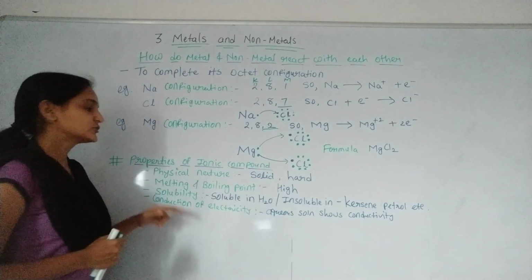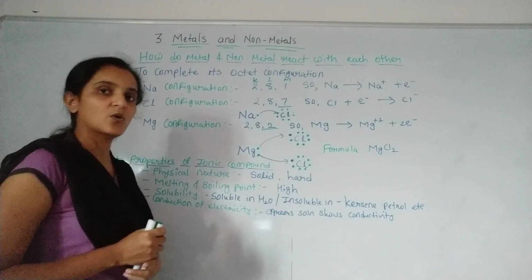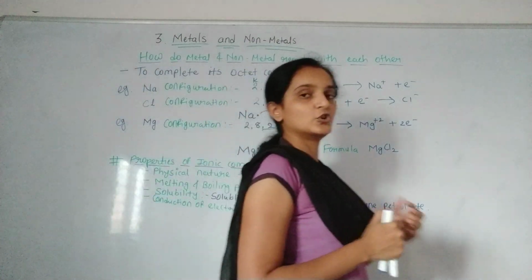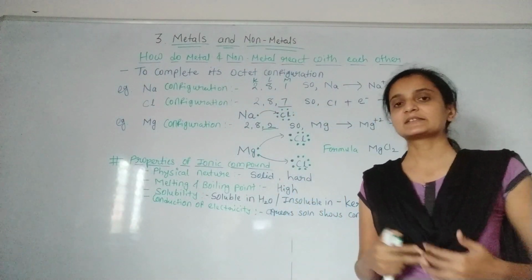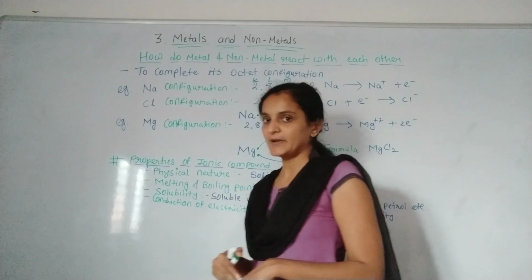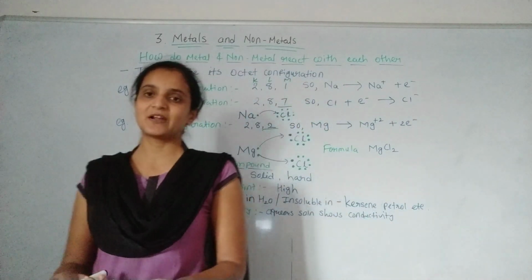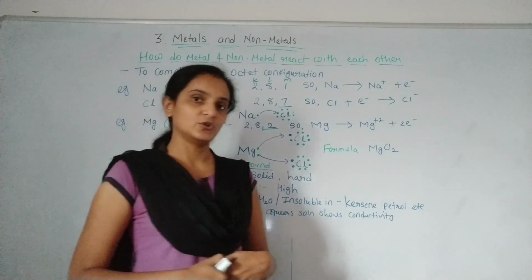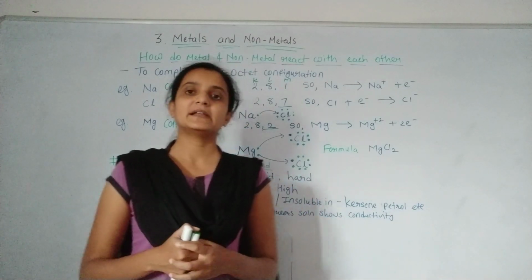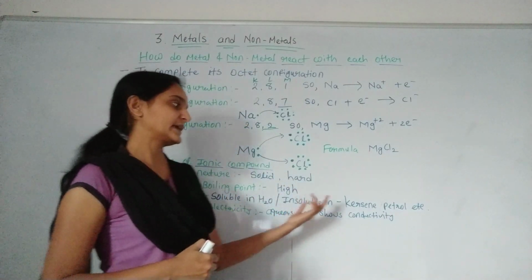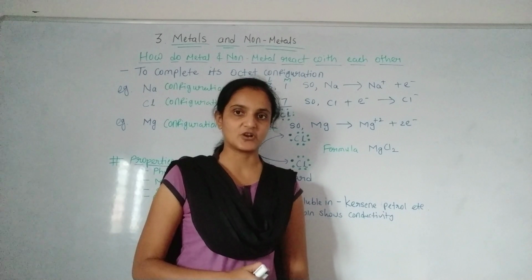Next property is solubility. See, generally all ionic compounds are soluble in water, and once an ionic compound dissolves in water, that kind of solution is known as an aqueous solution. But they are insoluble in certain solvents like kerosene, petrol, etc.